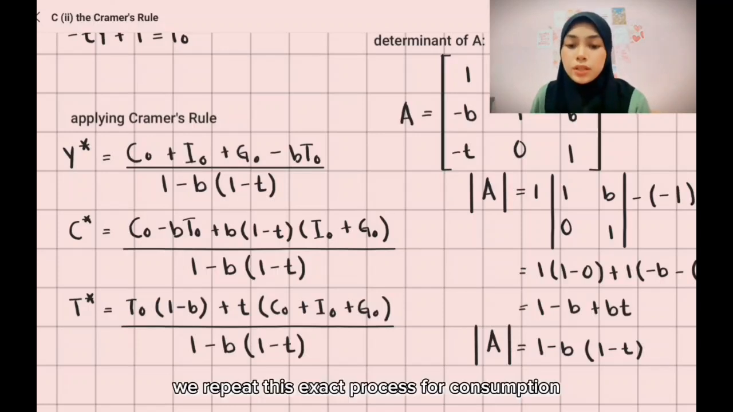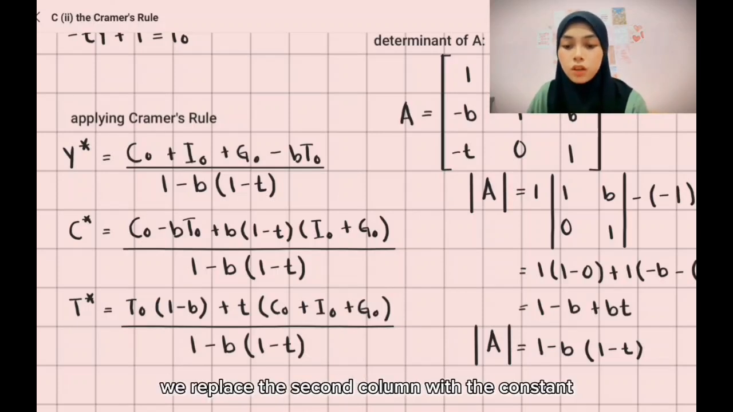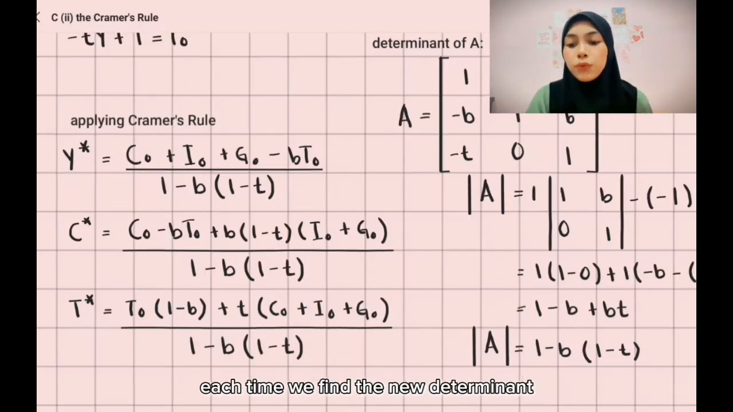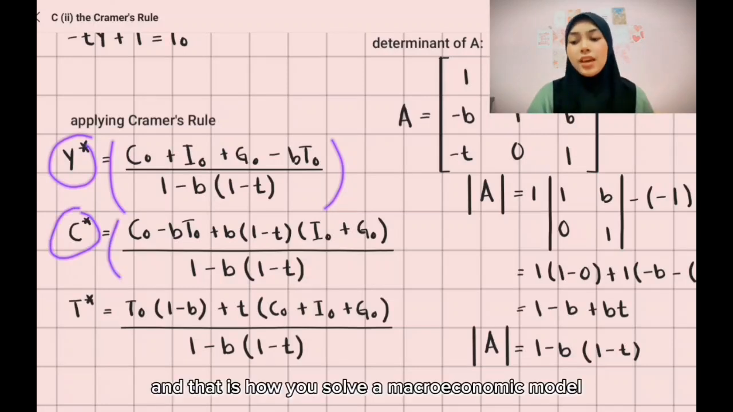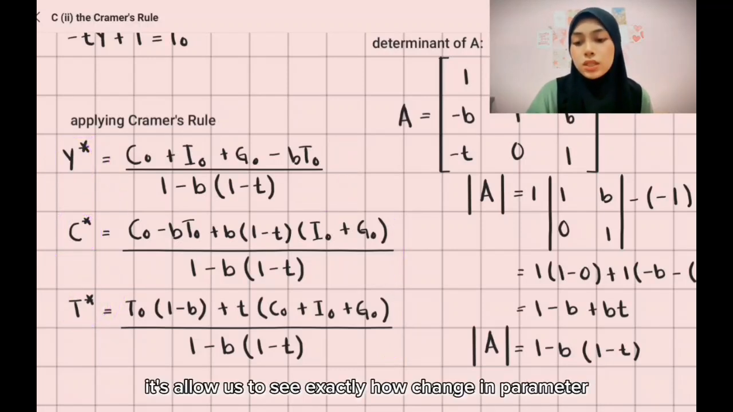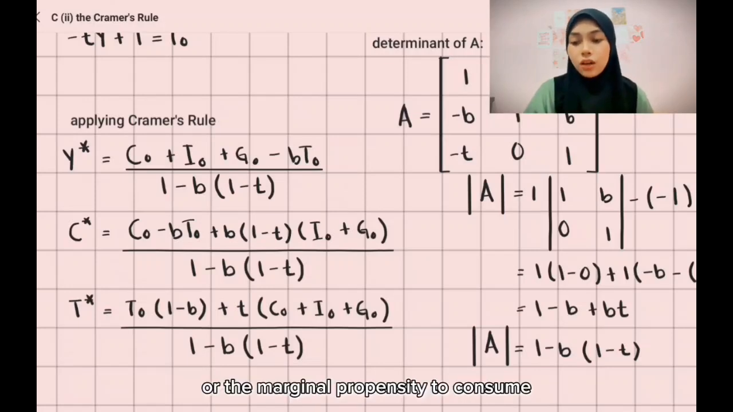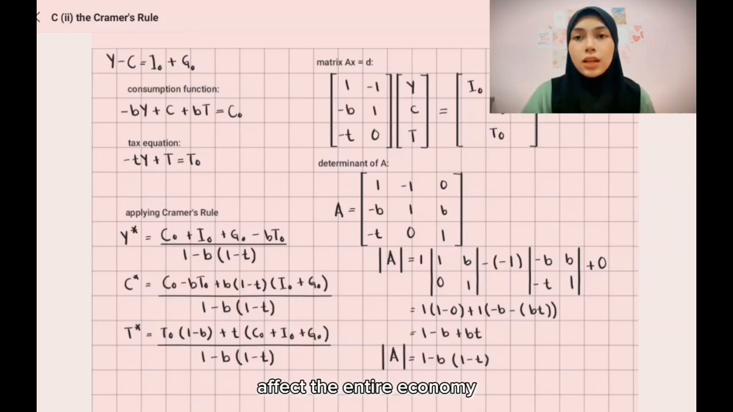We repeat this exact process for consumption C and tax T. To find C, we replace the second column with the constant, and to find T, we replace the third column. Each time, we find the new determinant and divide it by our original delta. And that is how you solve a macroeconomic model using Cramer's rule. It allows us to see exactly how a change in a parameter like the tax rate or the marginal propensity to consume affects the entire economy.